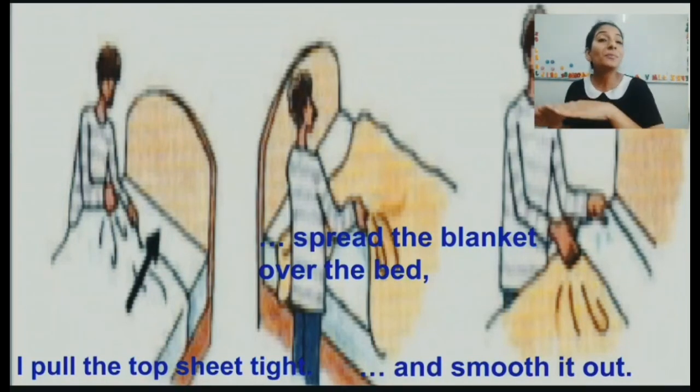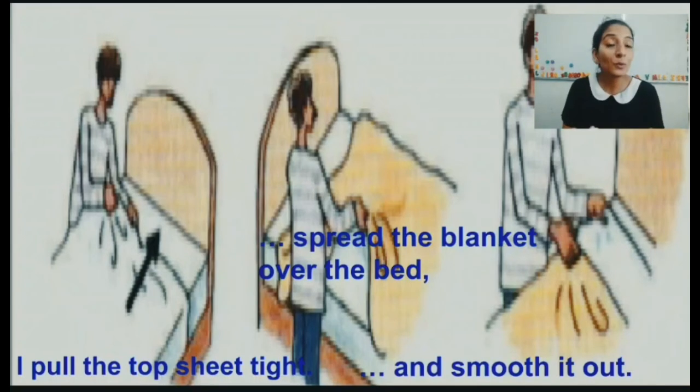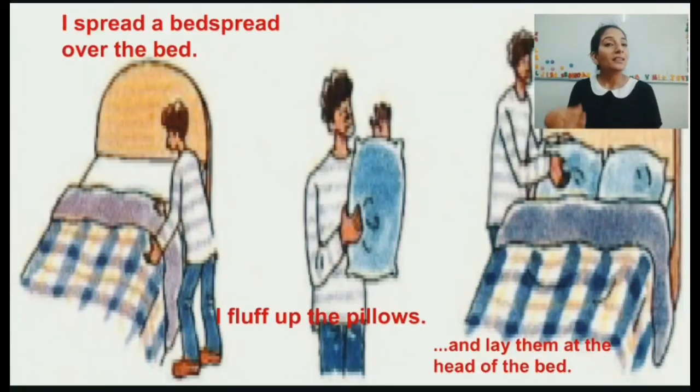Then I spread the blanket over the bed. Then if I find wrinkles in my blanket, I smooth them out. Alright? You do the same. Don't leave the wrinkles. Then I spread a bedspread over the bed. So first of all, I put the bottom sheet, then the top sheet, a blanket and a bedspread, right?